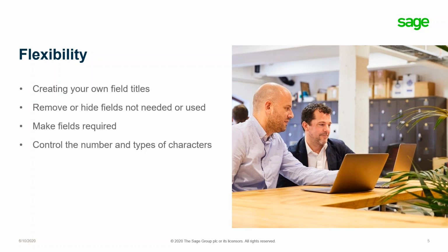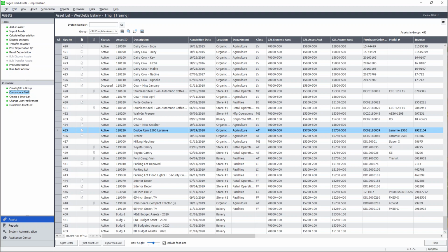So I'm going to switch to the software here. You should see our sample company, our test company, Westfield Bakery Training. And I'm in the asset list view of this company right now.